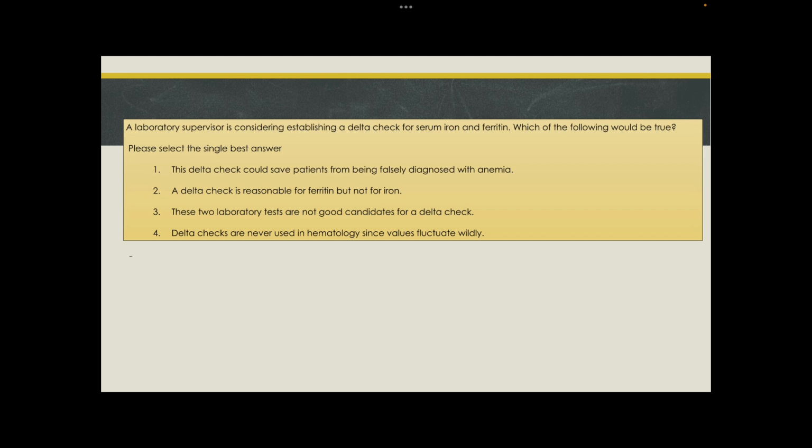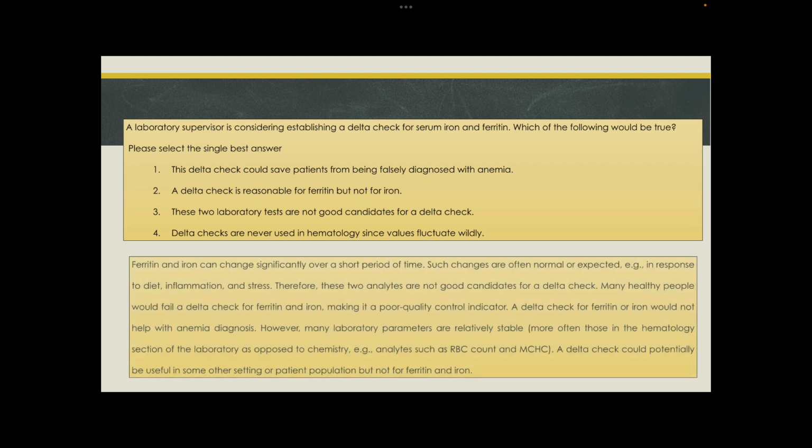The answer: ferritin and iron can change significantly over a short period of time. Such changes are often normal or expected, e.g., in response to diet, inflammation, and stress. Therefore, these two analytes are not good candidates for a delta check. Many healthy people would fail a delta check for ferritin and iron, making it a poor quality control indicator. A delta check for ferritin or iron would not help with anemia diagnosis.